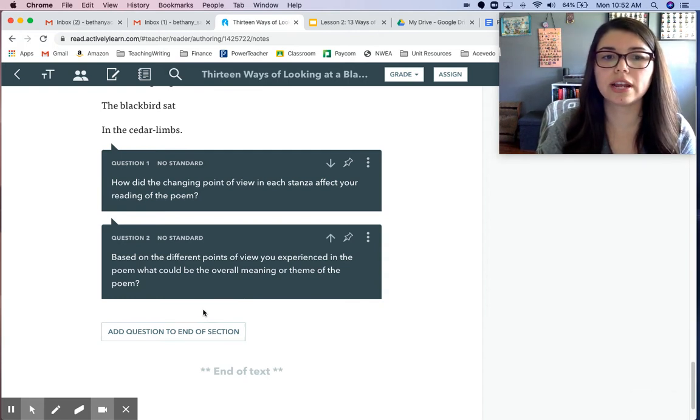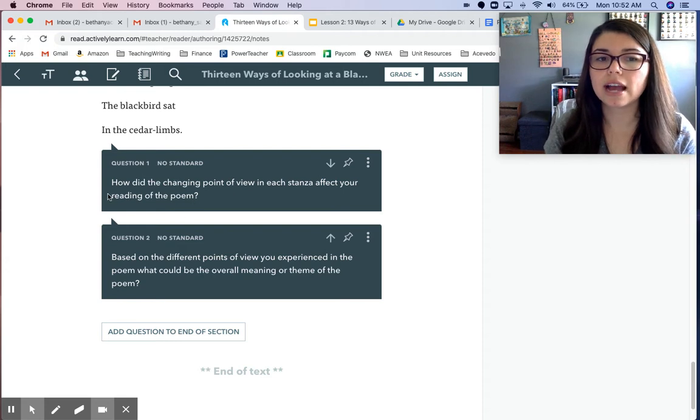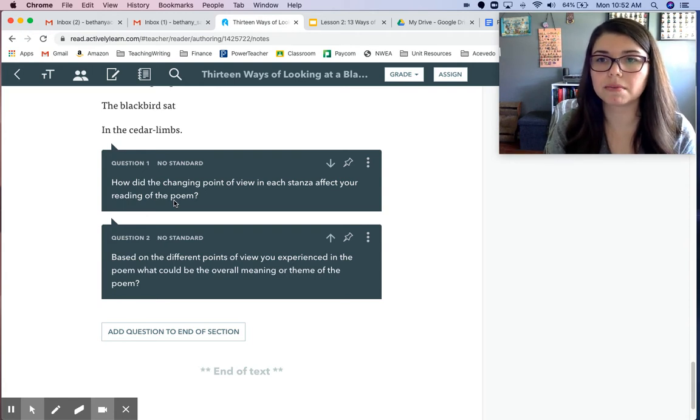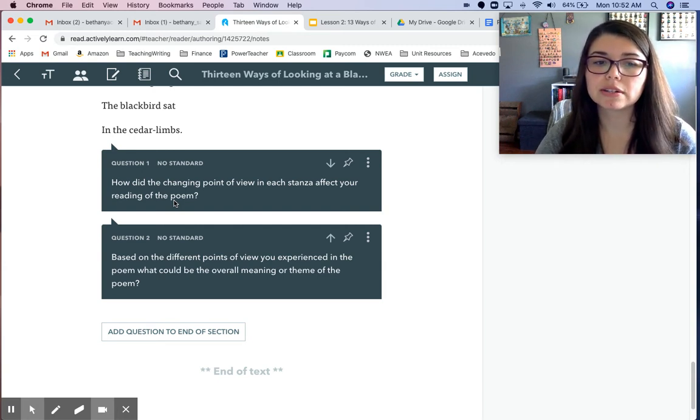The two questions that you're answering at the end: how did the changing point of view in each stanza affect your reading of the poem? You're telling me what you think about this. I don't really think there's a wrong answer to this question. And then the second one, based on the different points of view you experience in the poem, what could be the overall meaning or theme of the poem?